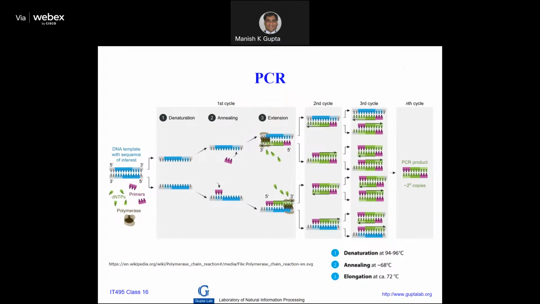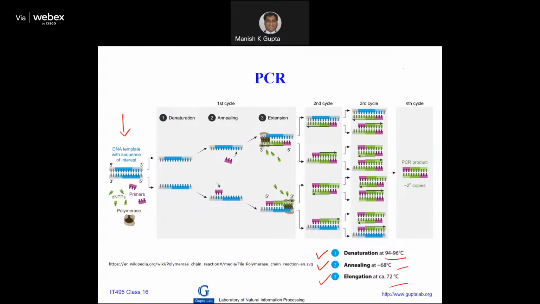So here is the PCR technique. Initially we have this DNA template with the sequence of interest, and we want to make a copy of this DNA. There are three processes: denaturation, annealing, and elongation or extension. Basically, all are at different temperatures. The first process is at 94 to 96 degrees, annealing happens at 68 degrees, and elongation happens at 72 degrees. So you have to use 3 temperatures in each cycle.